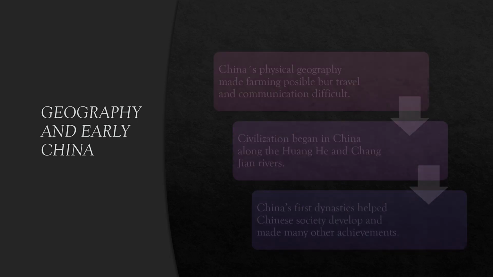The big idea in this specific lesson about geography and early China can be that the Chinese civilization began with the Shang dynasty, right? And obviously that it was located along the Huanghe River.